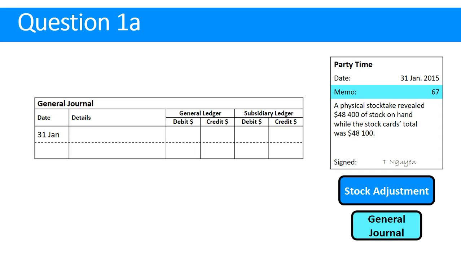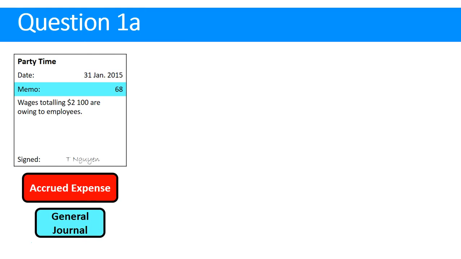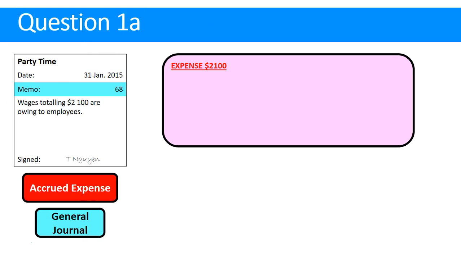So the general journal entry is quite straightforward once we've got the amount, but we'll do a debit to stock loss and a credit to stock control of $600. The third document was a memo for the wages owing. So we have an accrued expense of $2,100.